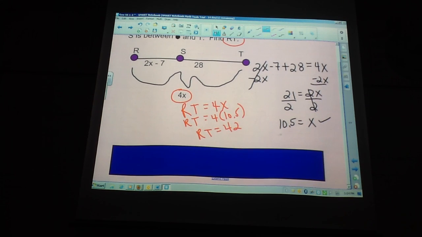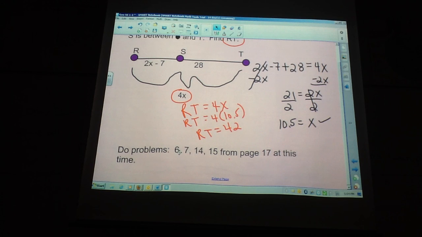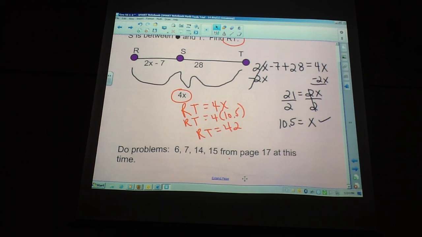Alright, we're going to go ahead and stop now and work a couple of problems. So I'm going to move this box real quick, and it looks like you have 6, 7, 14, and 15 off of page 17 at this time.